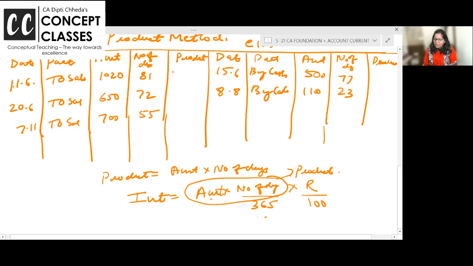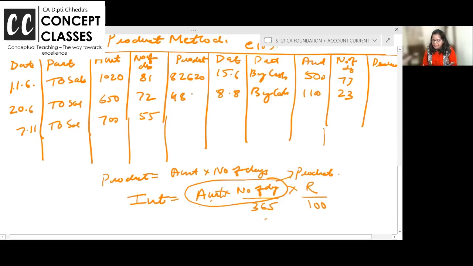1020 into 81. Product is 82,620. 650 into 72, 46,800. Put it in memory. 700 into 55, 38,500. Put it in memory. How much is your total? 82,620 plus 46,800 plus 38,500. Balance interest first or balance the product first. You know, these are like working notes. Number of days and product. We do it like this only, right? Working notes.